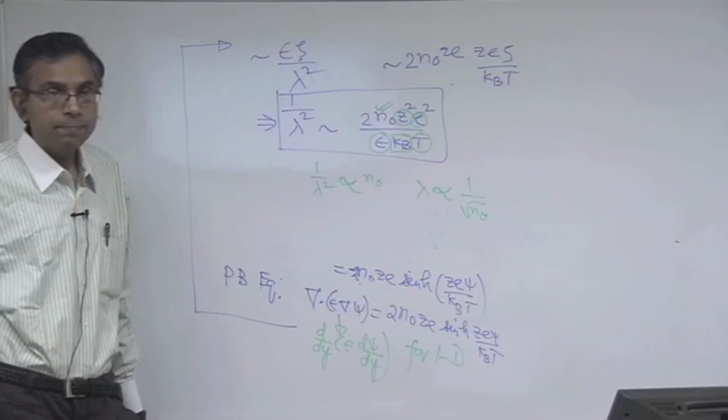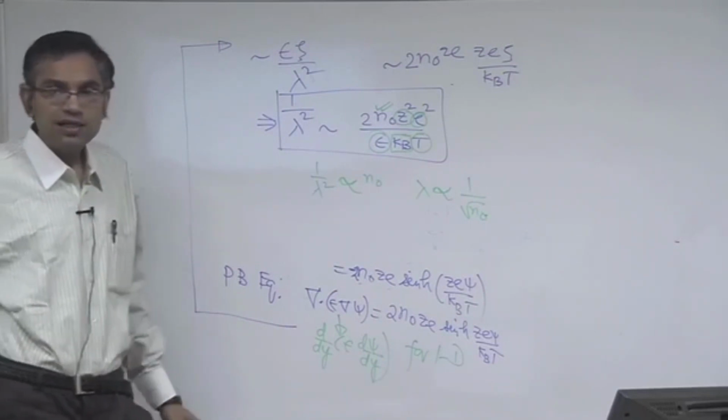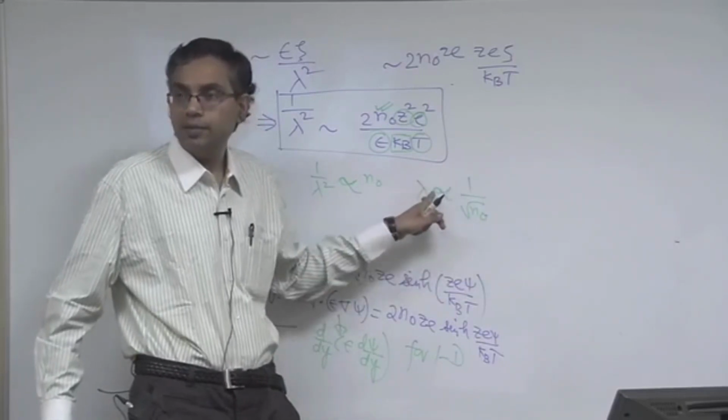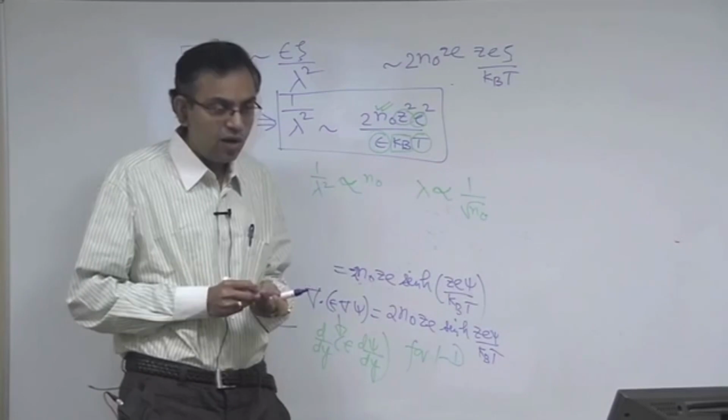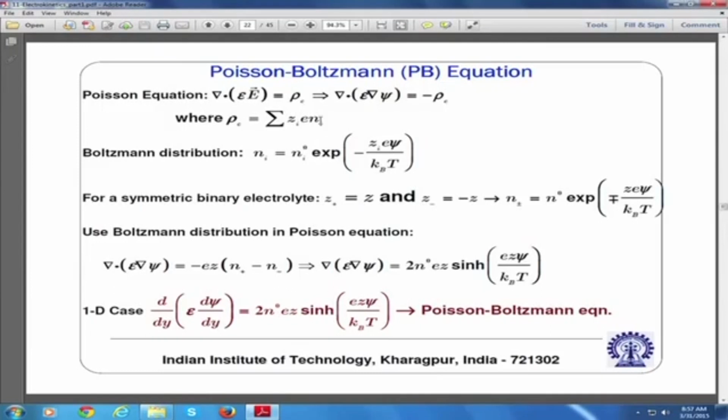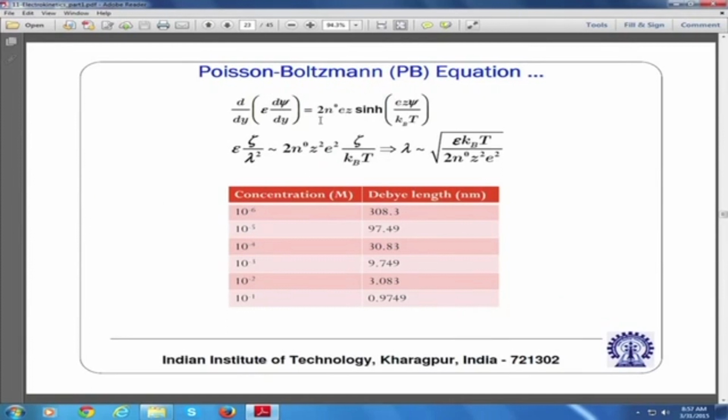Okay. So what it means is that the higher the concentration, the thinner is the electrical double layer. Let us go to the slide and see what the typical values, the typical orders of magnitude, are. This chart is prepared by using this formula: concentration versus Debye length, taking the standard temperatures and so on.